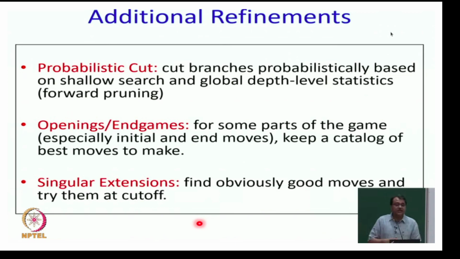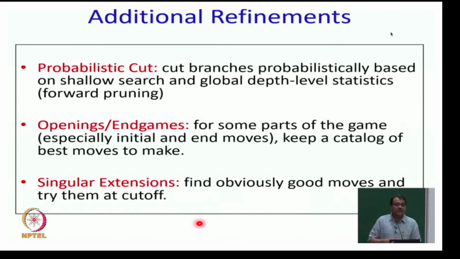Now let's understand some additional refinements that have been made. Probabilistic cut: cut branches probabilistically based on shallow search and global-level statistics, forward thinking. It means that, given the scenario, you are quite sure about who will win from here. Then you probabilistically cut down the branches which have not been explored, because you don't need more information about them, since you are quite certain about what is going to work. Those branches might not be that useful if your final prediction is quite close and you have a lot of confidence in it.